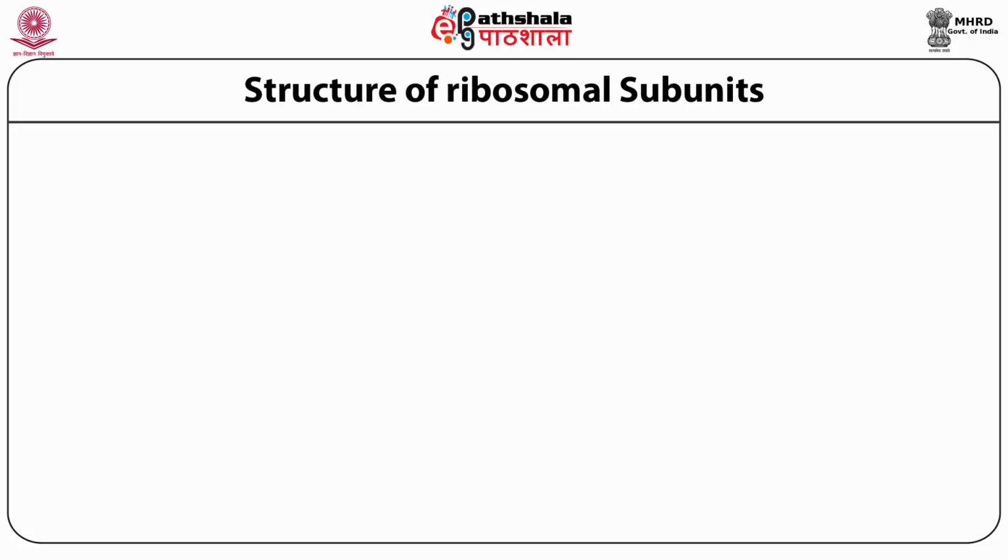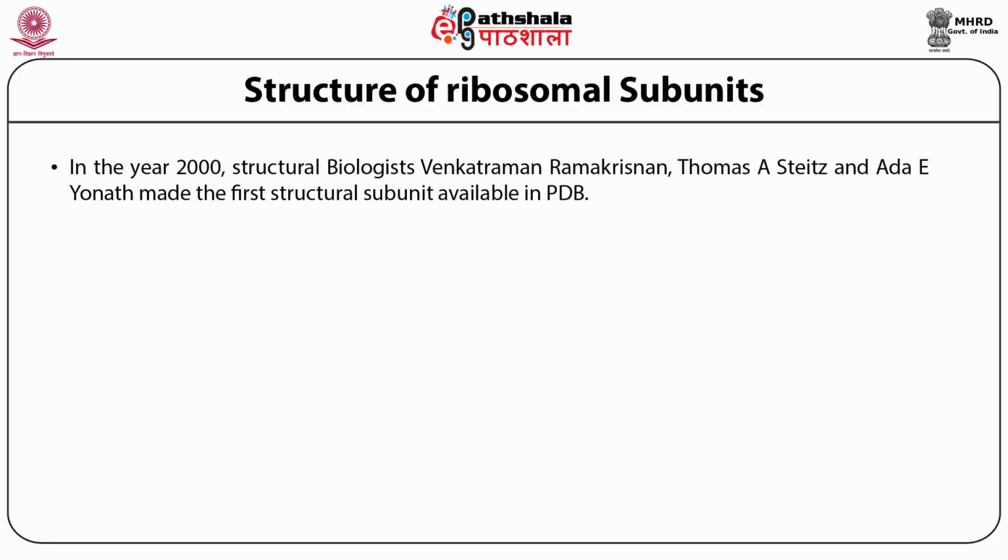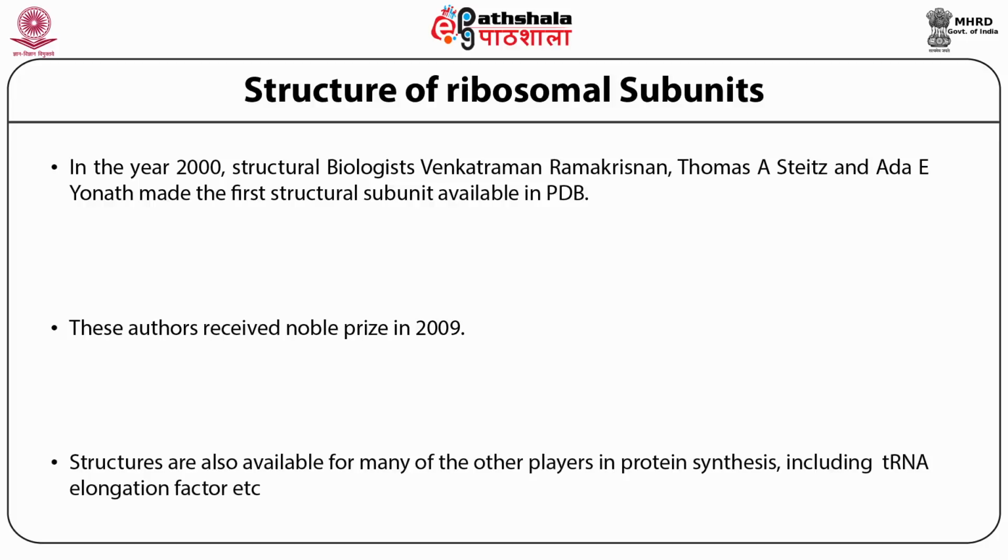One of the great discoveries of the present time is the structure of ribosomal subunits. In the year 2000, structural biologists Venkataraman Ramakrishnan, Thomas A. Steitz, and Ada Yonath made the first structural subunit atomic level details available in the Protein Data Bank, PDB. These authors received the Nobel Prize in 2009. Structures are also available for many other players in protein synthesis, including tRNA, elongation factors, etc.